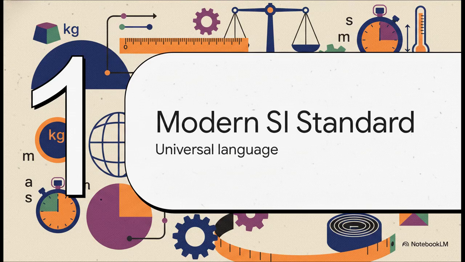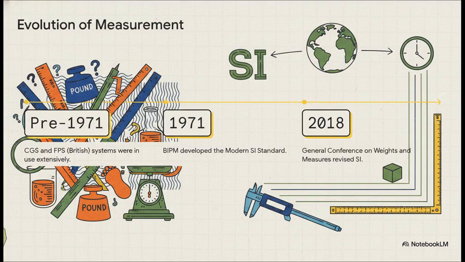Section 1. The modern SI unit standard, the universal language of physics. To really appreciate our modern system, just take a look at this timeline of the absolute chaos scientists used to deal with. Pre-1971, different countries were using entirely different systems. You had the CGS system using centimeters and grams over here, while others used the FPS British system of feet and pounds over there.